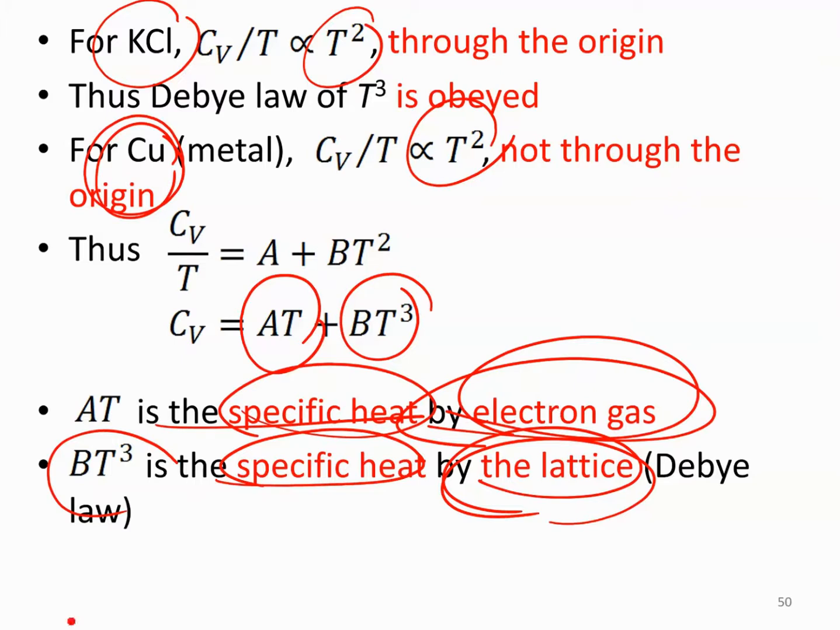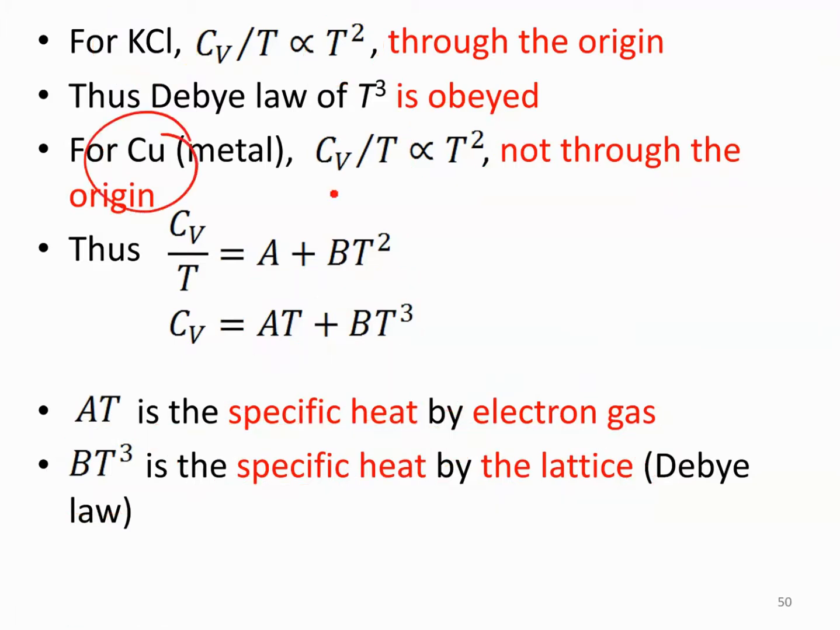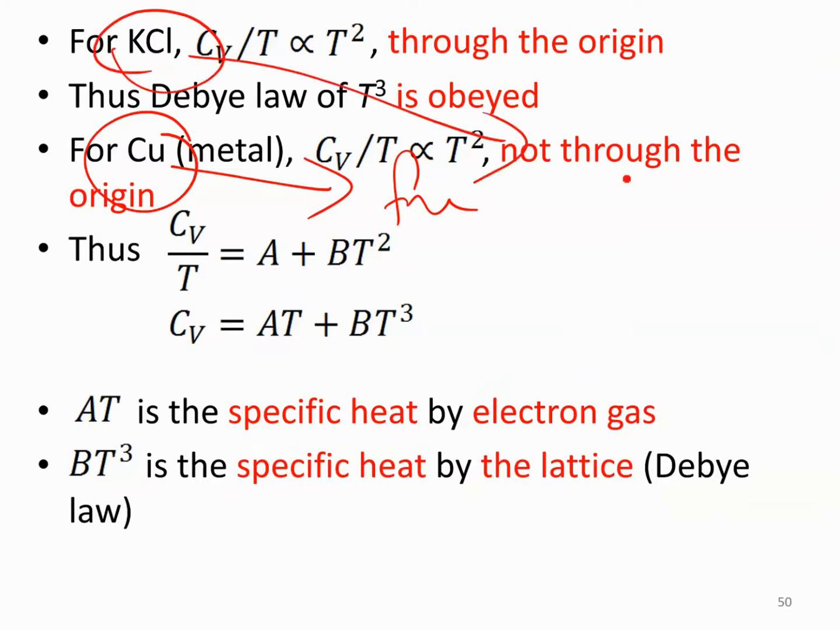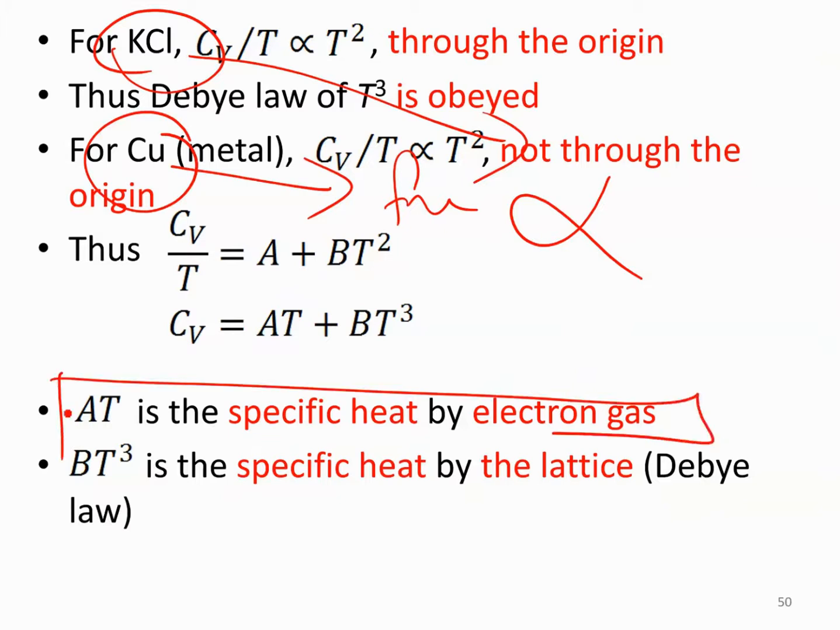Why? Because copper has free electron gas. A metal has free electrons, it is an electric conductor. But KCl is not a good conductor because it doesn't have free electrons. When it doesn't have free electrons, definitely it does not have the specific heat contributed by the electron gas.